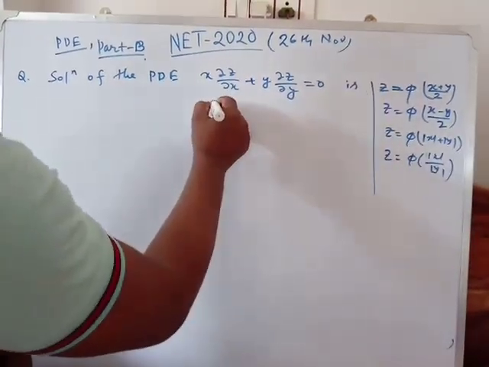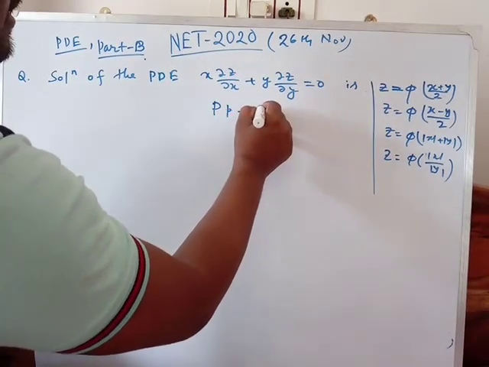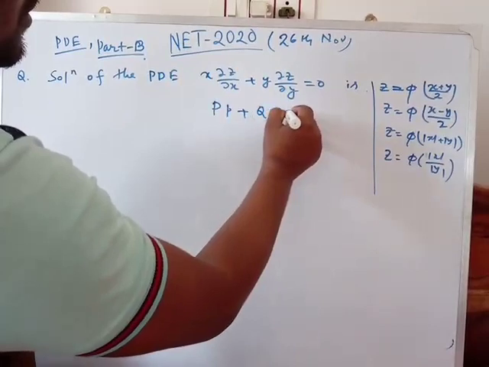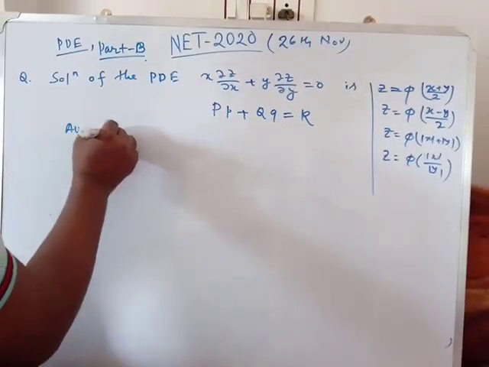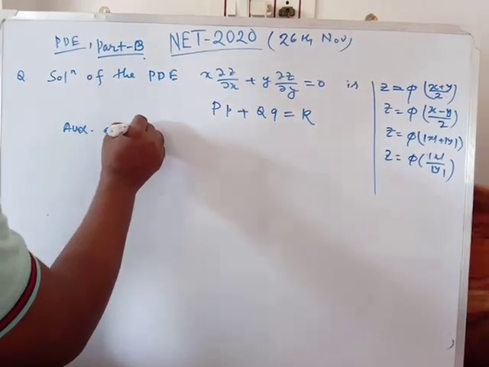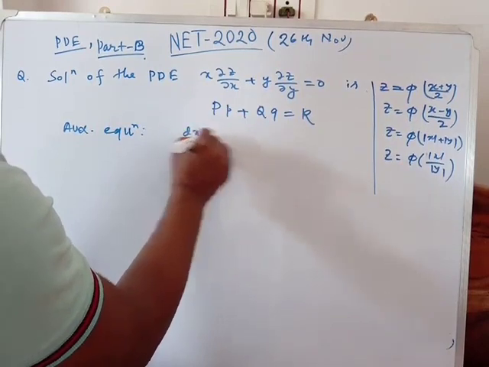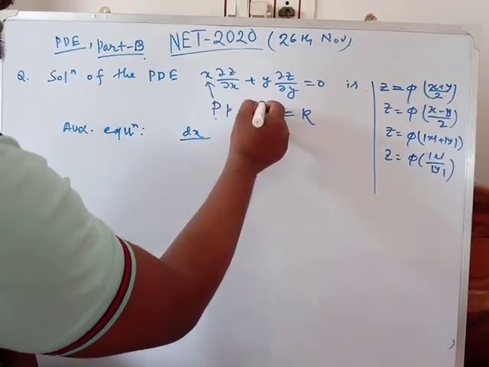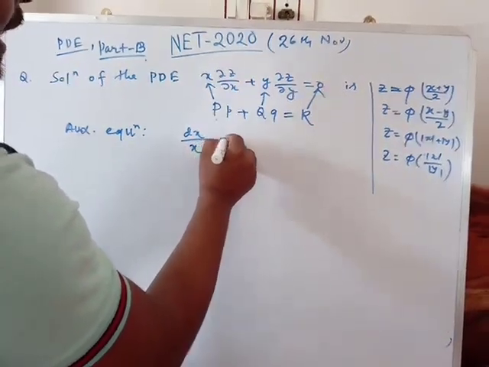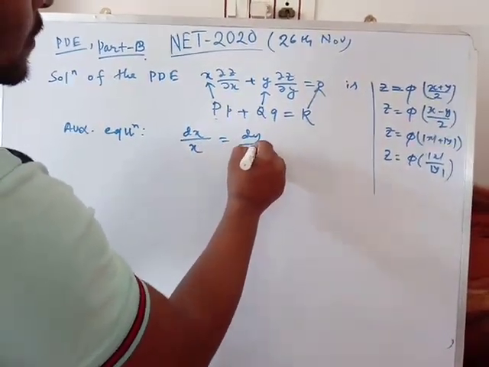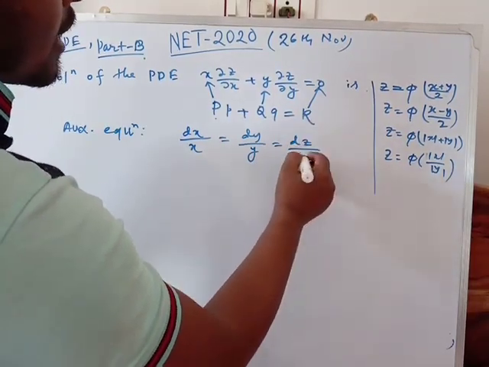So this is Cauchy form: P p plus Q q equal to R. So the auxiliary equation of this Cauchy equation will be dx by P, dy by Q, dz by R. Here P is x, Q is y, and R is 0. So dx by x, dy by y, and dz by R, that is equal to 0.